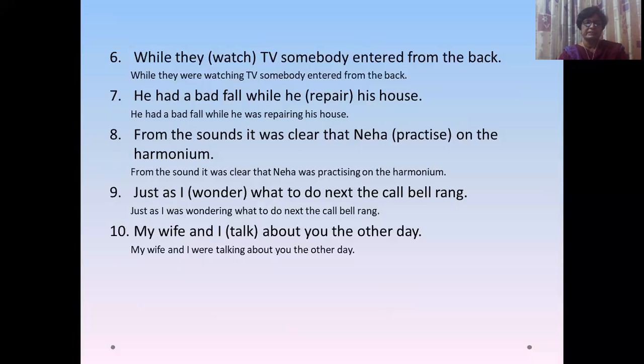Now the next, 8th sentence: From the sound, it was clear that Neha practiced on the harmonium. Here the verb is practice. From the sound, it was clear that Neha was practicing on the harmonium. 9th sentence: Just as I wonder what to do next, the call bell rang. Just as I was wondering what to do next, the call bell rang. Now we'll come to the last sentence: My wife and I talked about you the other day. My wife and I were talking about you the other day.